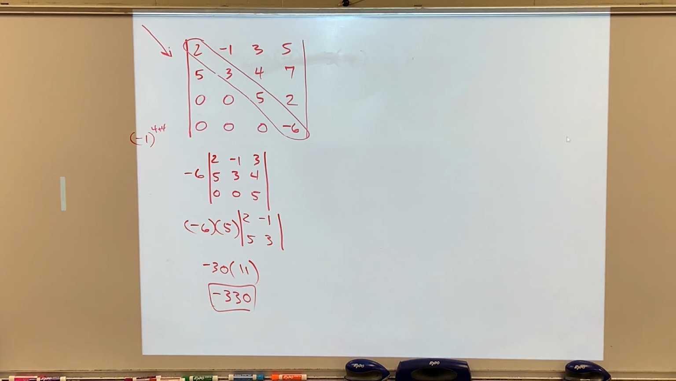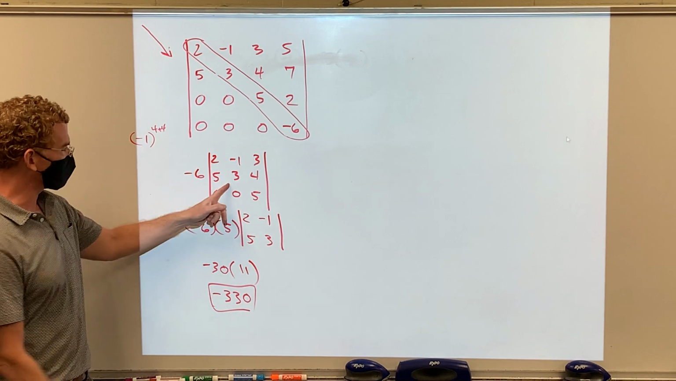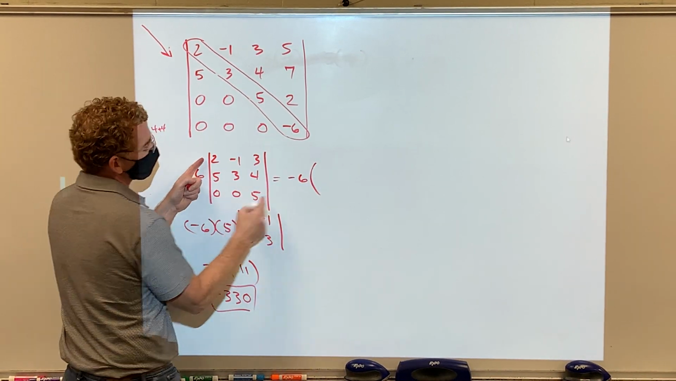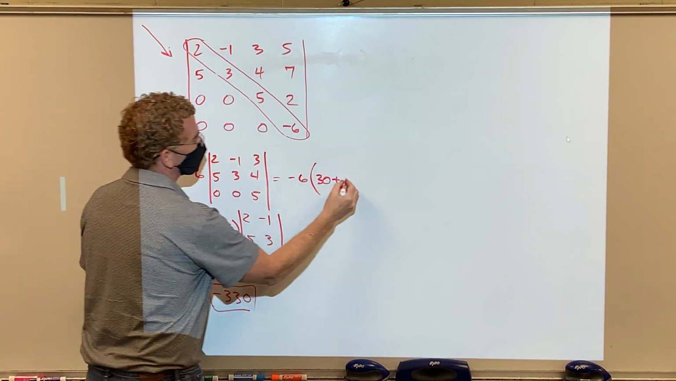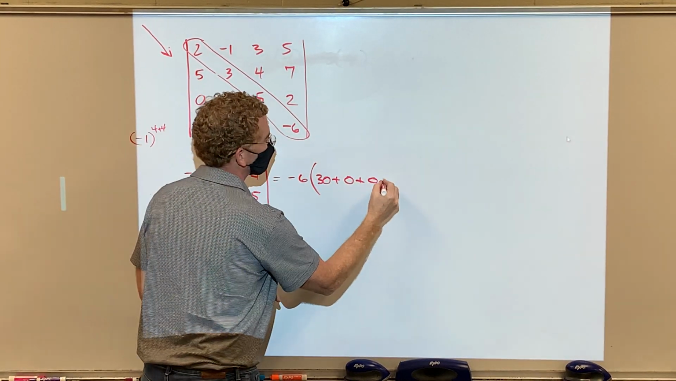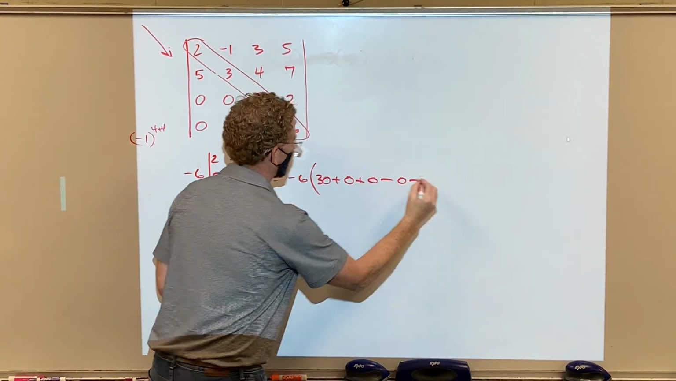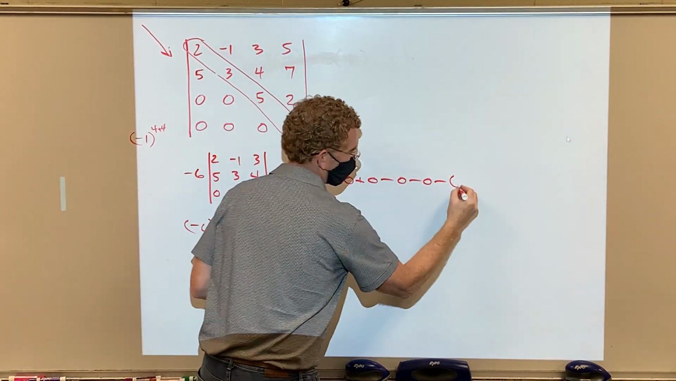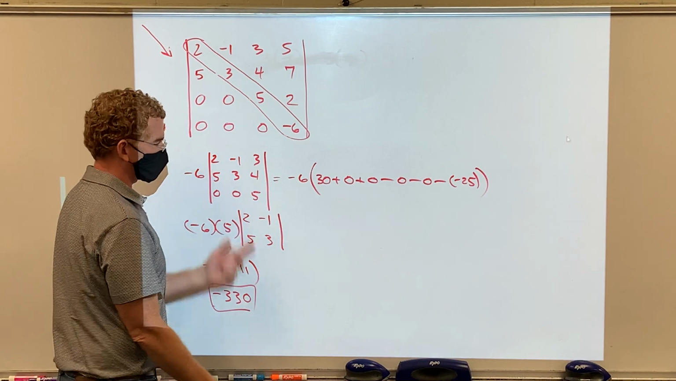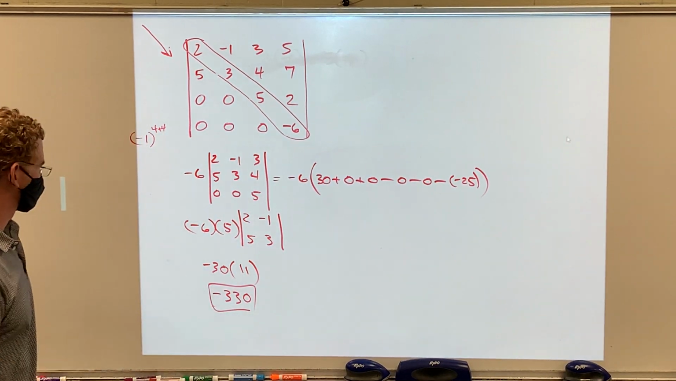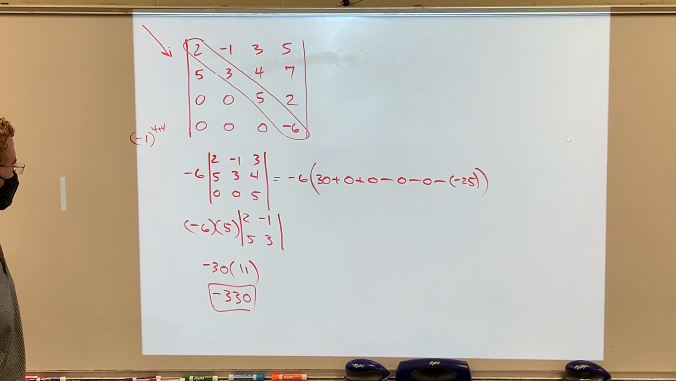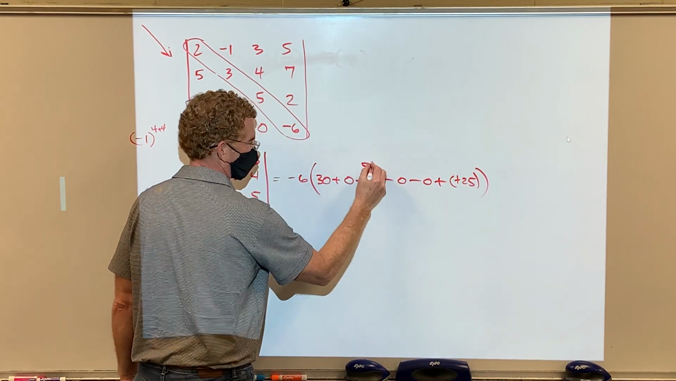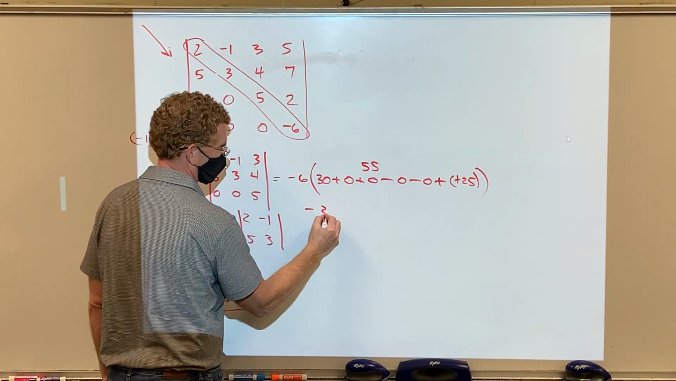Expansion by minors is the way to go. But with the 3 by 3, if you got to here and you went, you know, I just like the diagonal method, then fine. 30, 0, 0, minus 0, minus 0, minus -25. If you want to do that, knock yourself out. What did I do wrong? Nothing. 30 plus 25 is 55, and -6 times 55 is -330.